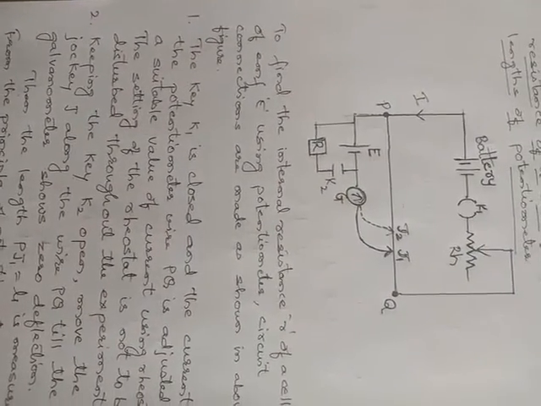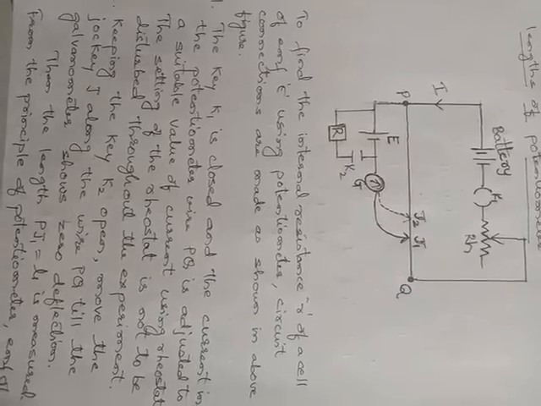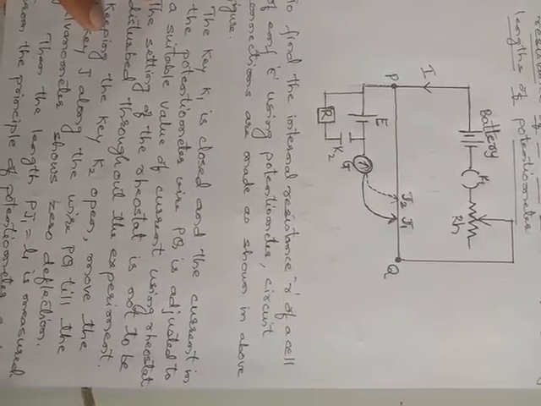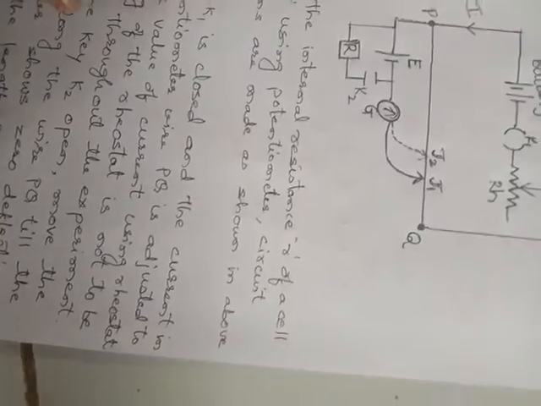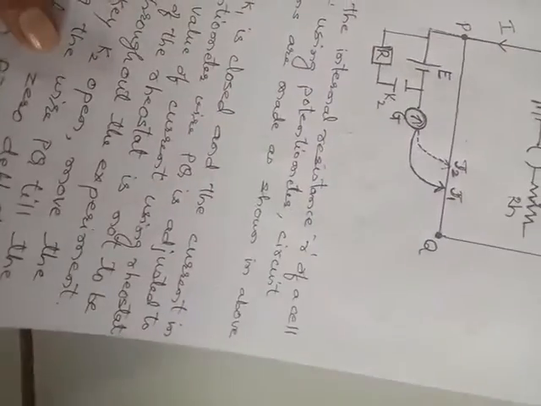Then we have seen the difference between the potentiometer and the voltmeter. Potentiometer is a more accurate device than the voltmeter. Why potentiometer will be used more? Because it uses the null deflection method. Voltmeter is not used because it is based on the deflection method.